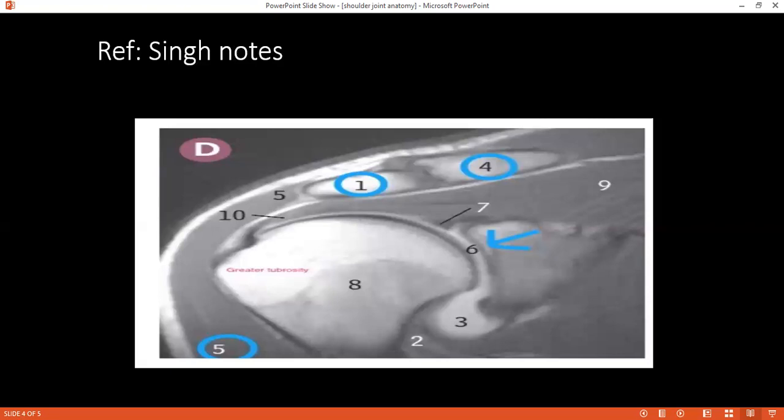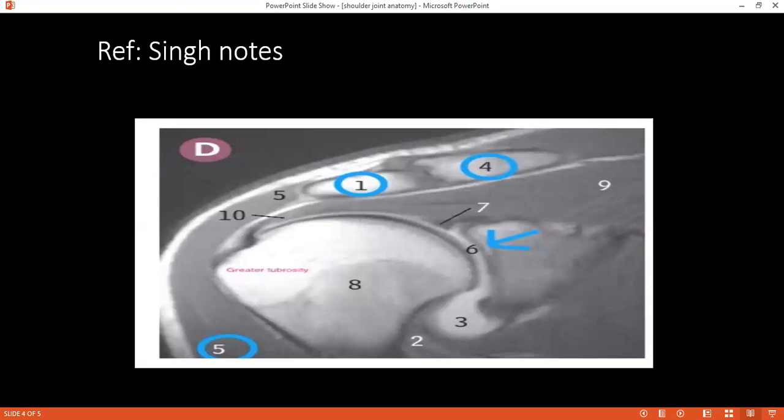What about the quadrangular space? What passes through it, and how is it bounded? The quadrangular space passes two main structures: the axillary nerve and the posterior circumflex humeral artery. It is bounded laterally by the shaft or neck of the humerus. Medially, it is bounded by the long head of the triceps, superiorly by teres minor, and inferiorly by teres major. Very good, excellent.